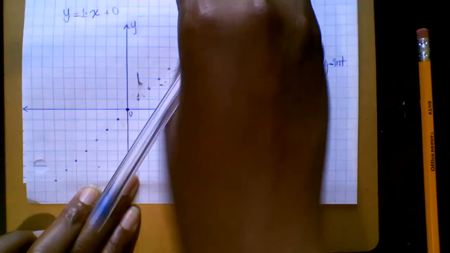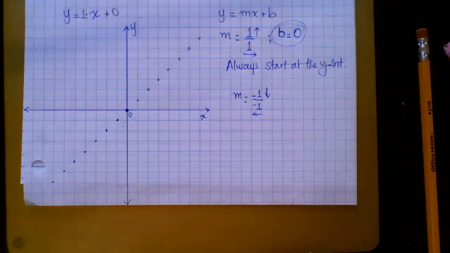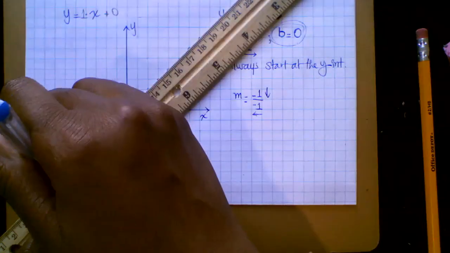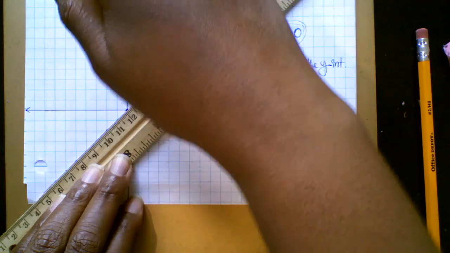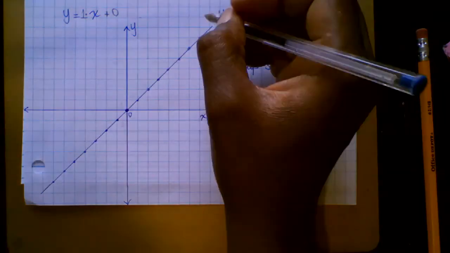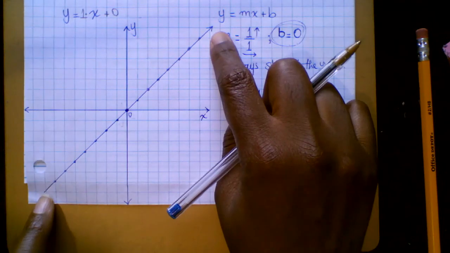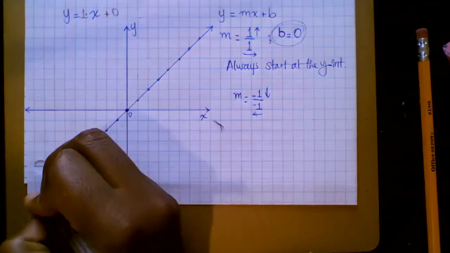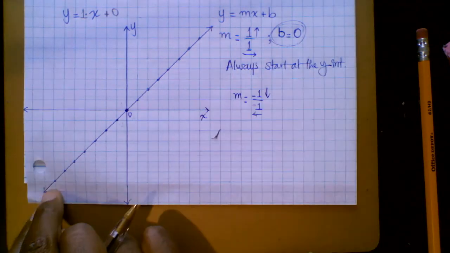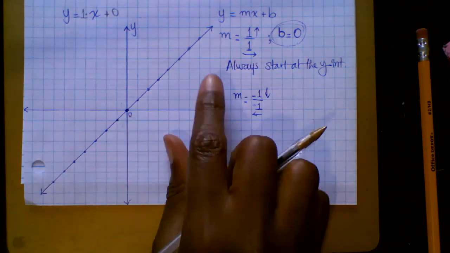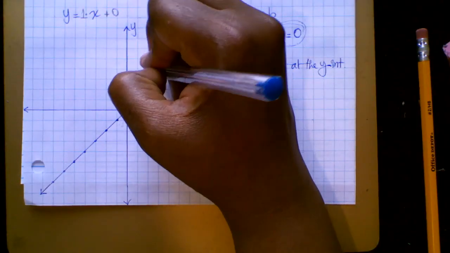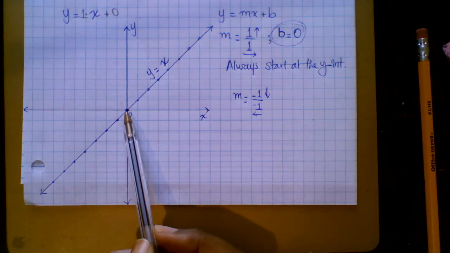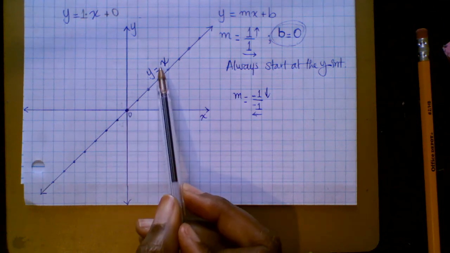Now I can connect the dots. Draw the line using a ruler, so my line is straight. Make sure you use a ruler for your line to be straight and beautiful. Include the arrows at each end of the line. Why? Because the line keeps going forever, so to represent forever in graphing, use arrows. Make sure you include the arrows on both ends. And this is the graph of the line y equals x, where the y-intercept is the origin and the slope is 1.